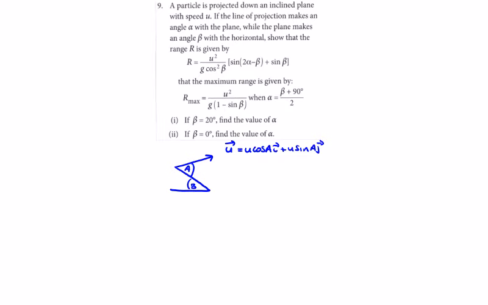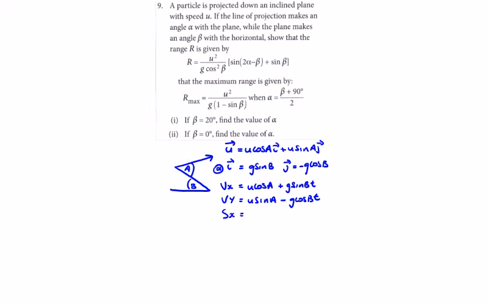So my acceleration here in the i direction, usually minus, but in this case positive, is g sin beta, and in the j direction it's going to be equal to minus g cos beta. We can write our velocities out. Let's do them all here. Velocity in x: u plus at, so u cos alpha plus g sin beta times t. Velocity in the y direction: u sin alpha plus minus g cos beta times t.